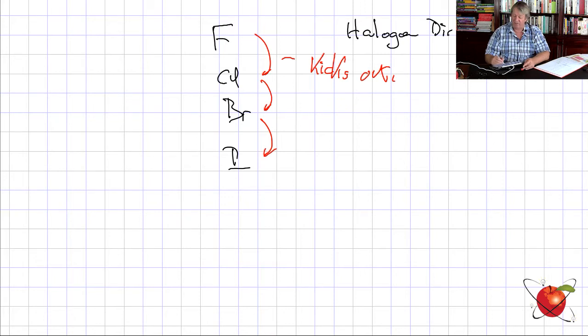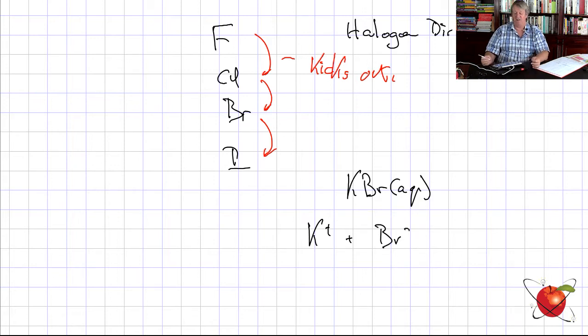So let's say we've got potassium bromide in an aqueous solution, which means it's in water. It's an ionic bond, remember? So what have we got? We've got potassium ions and bromide ions. Just to recap, the bromine has taken an electron from the potassium. Potassium +1, bromine -1, so KBr.